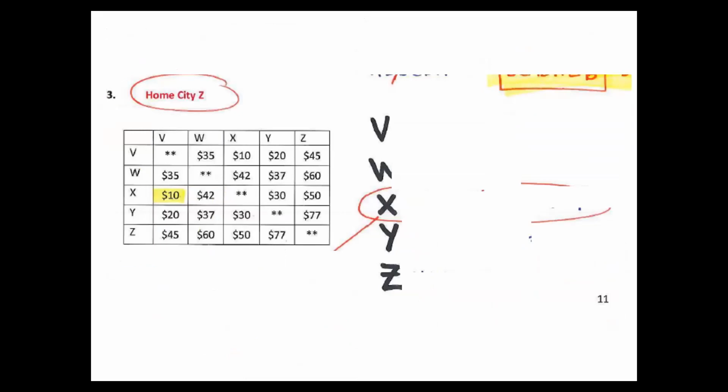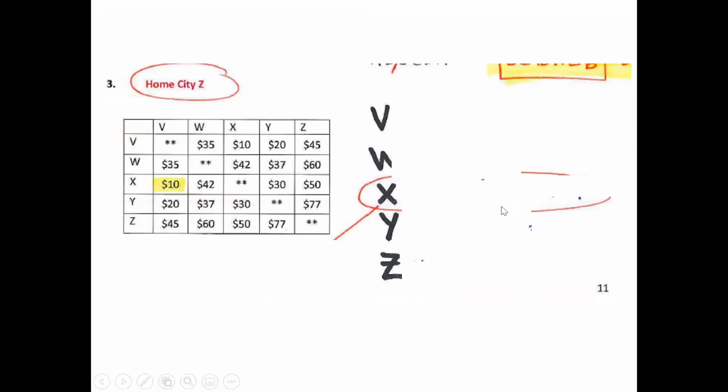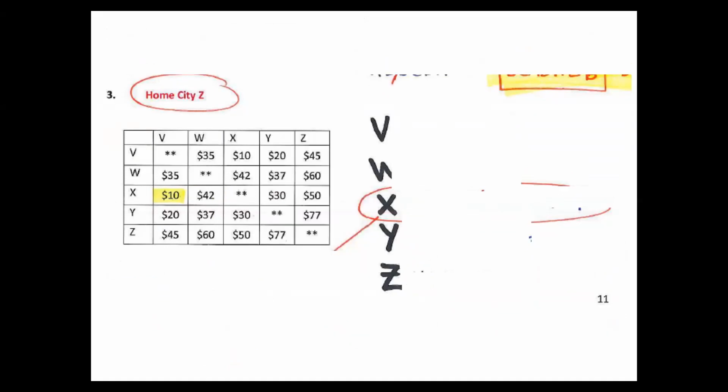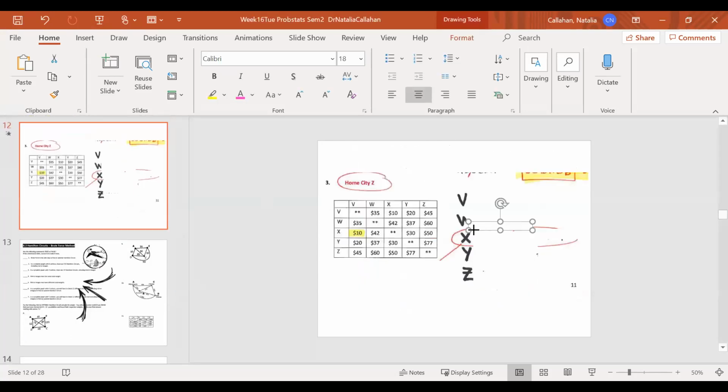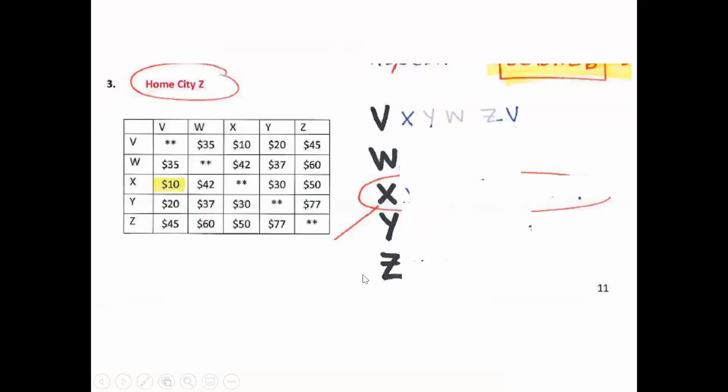Okay, next we're going to go over the next example, which is right here. So let's go ahead and try to do this with V, W, X, Y, Z using this chart. So go ahead and pause the video and do the questions here. All right, let's take a look at the answers.